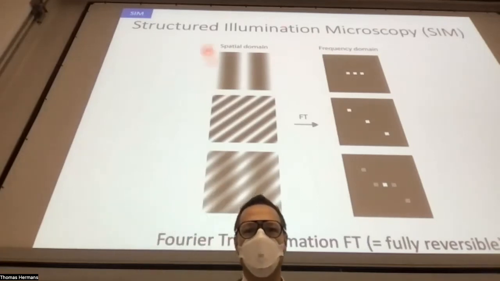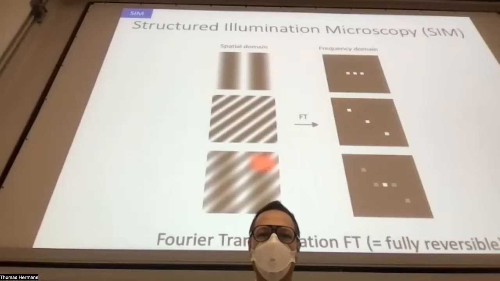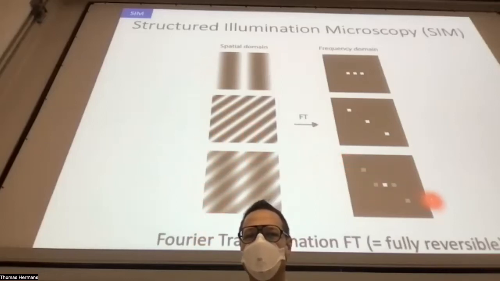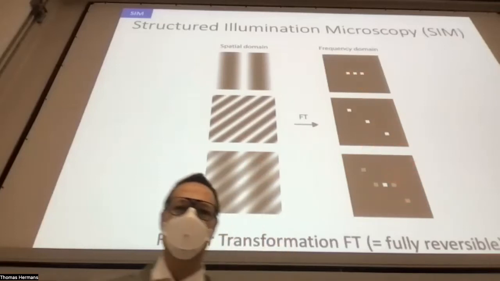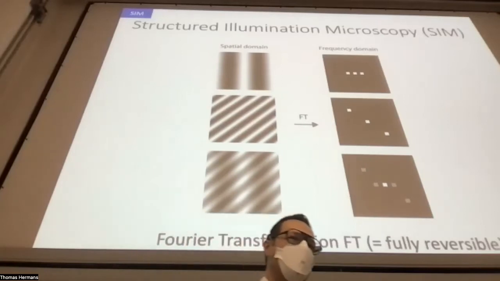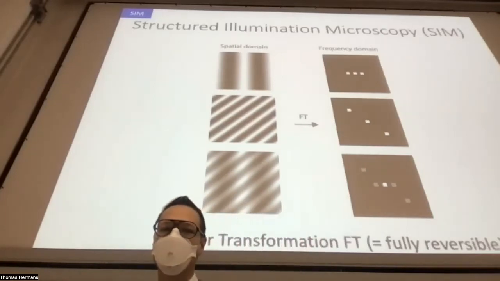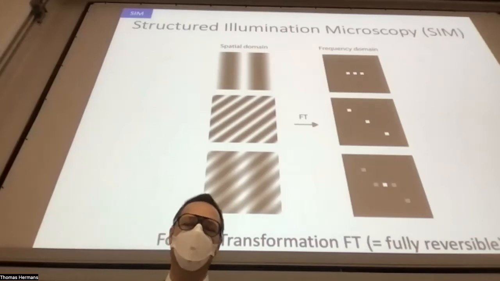Okay, so if I look at this image, I have some orientation and I have a different spacing, so I get 3 spots in my Fourier transform. And if I superpose this image and this one, so you see some lighter lines like this and some fainter lines like this, I can actually see that it's a superposition of these images. Okay, so Fourier transform, you transform from the spatial domain to the frequency domain. It's fully reversible, so I can do inverse Fourier transformation and get my information back.